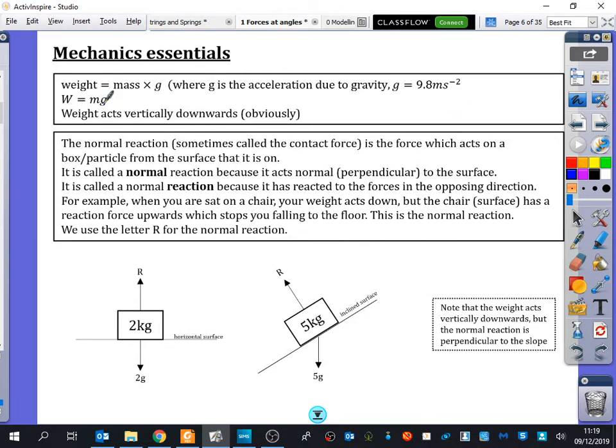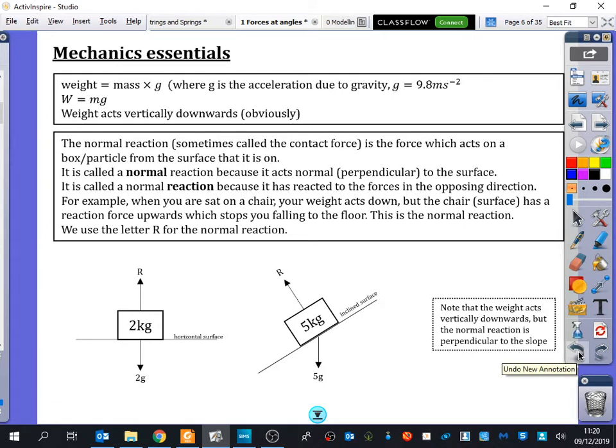This is something that's painfully obvious, but I've seen these diagrams drawn wrong before. Weight will always act vertically downwards. Like in this diagram that we've got here, the weight is going downwards. Sometimes I see people drawing weight like that, but weight does not go any direction other than vertically downwards.